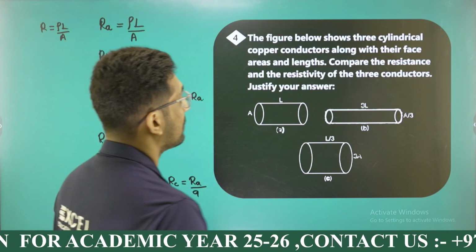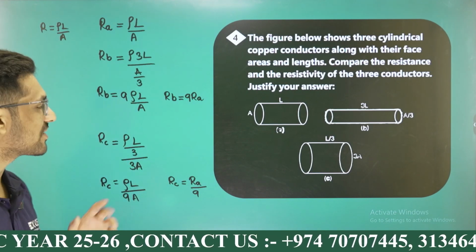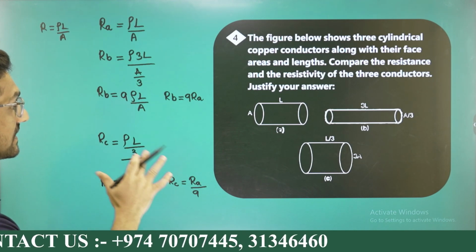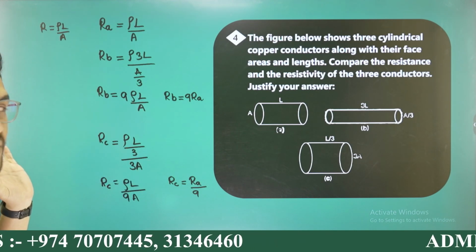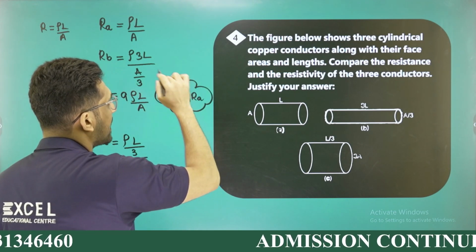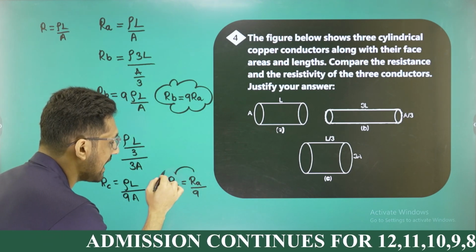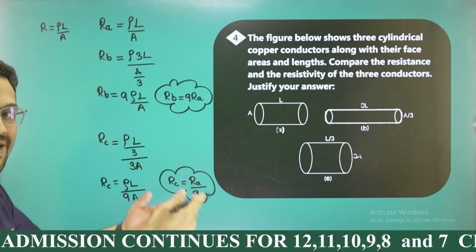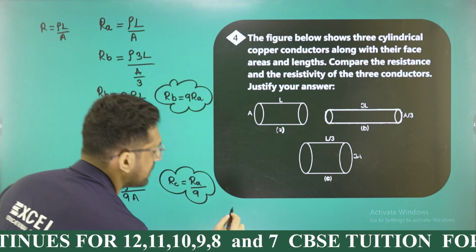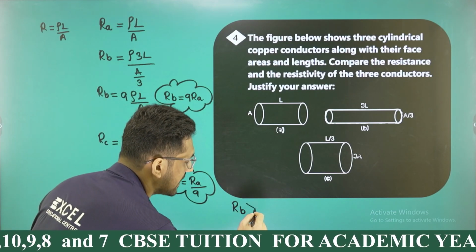Now what is the question? Compare the resistance and the resistivity of the three conductors. How to compare the resistance of these conductors? What is the relation between the resistances? Which is the largest resistance? RB. RB is 9 times RA, and RC is RA divided by 9. So which will be the greatest resistance? The greatest resistance will be RB. RB is the greatest resistance.